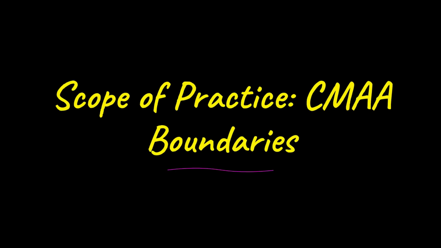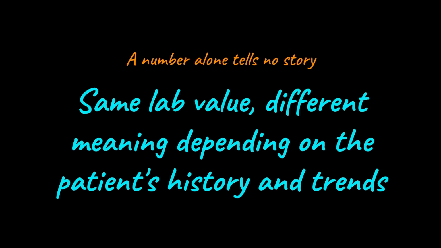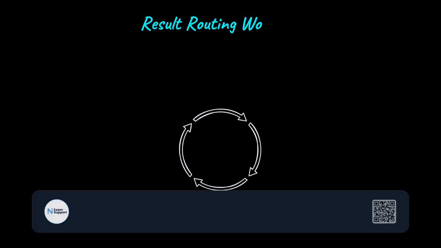A CMAA handles administrative and clerical work, but interpreting lab values, imaging reports, and other clinical results is explicitly outside that scope. Interpretation requires clinical context, judgment, and treatment authority that belong to the licensed clinician alone. A value that looks abnormal in isolation may be perfectly normal for one patient, or a stable-looking reading may actually signal decline given that patient's baseline. Only the clinician can weigh history, medications, and trends together to make that call.